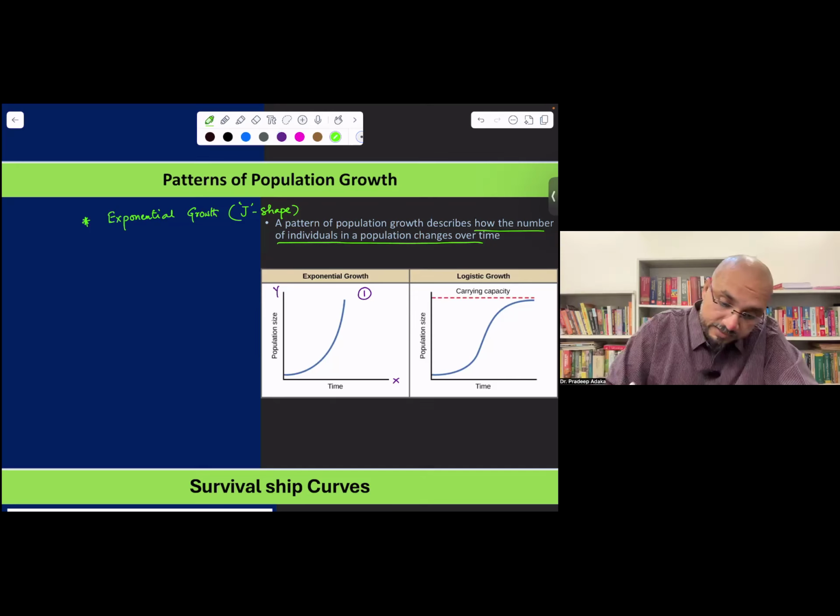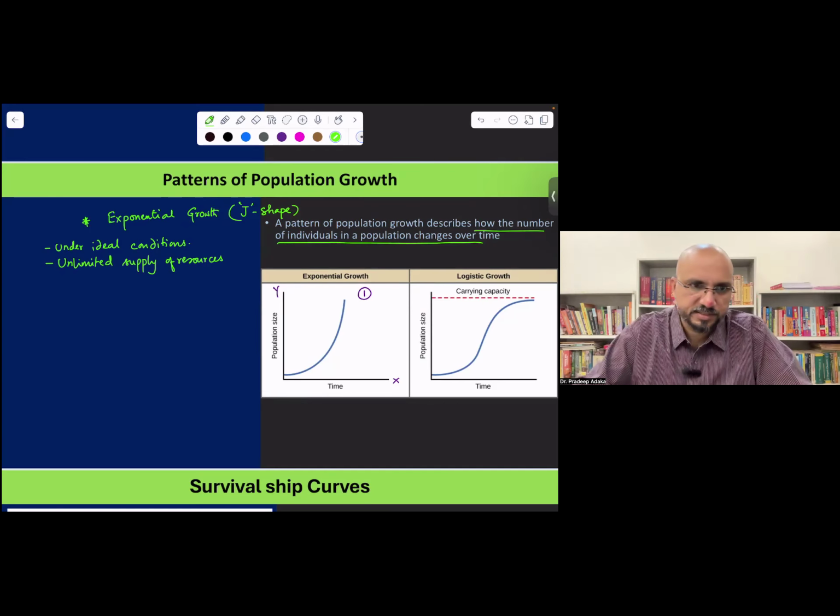Now under ideal conditions, under an unlimited supply of resources, population will increase exponentially. It will increase very fast. In a very short period of time, the population has increased significantly. This can happen only for a short period of time. Under ideal conditions where there is an unlimited supply of resources, population will increase exponentially.